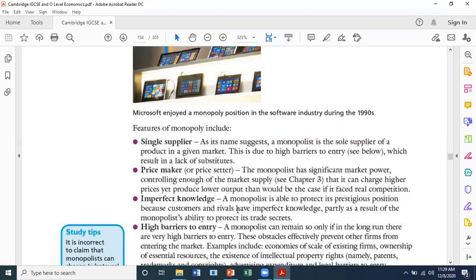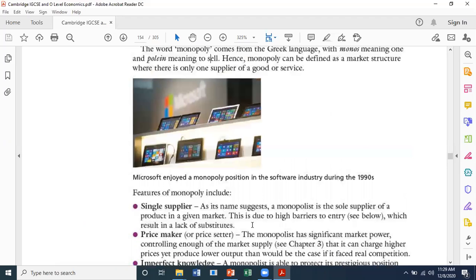KE sends whatever bill it wants. A monopolist is able to protect its prestigious position because customers and rivals have imperfect knowledge, partly as a result of the monopolist's ability to protect its trade secrets. High barrier to entry.